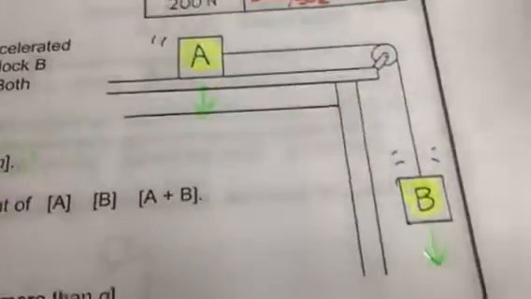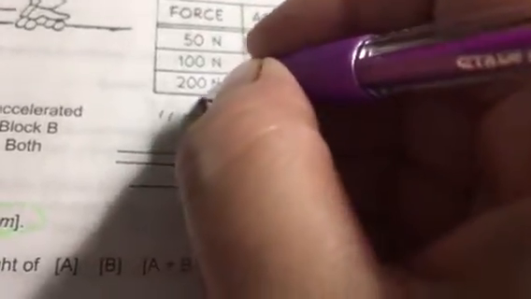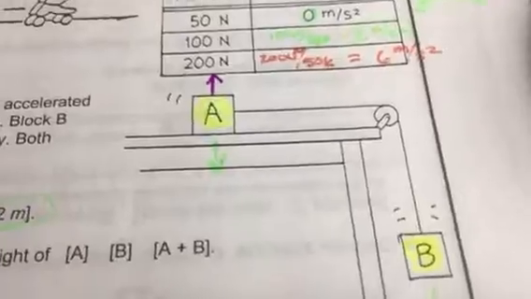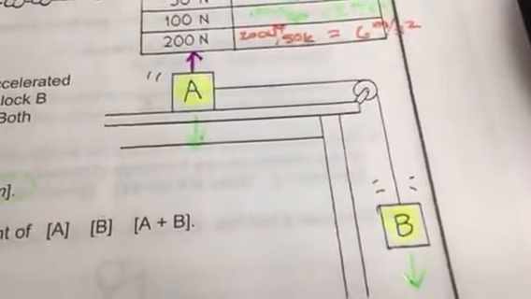Well, block B has gravity acting on it. Block A has gravity acting on it. But block A also has a support force. And those are equal and opposite, so they don't contribute to any motion.